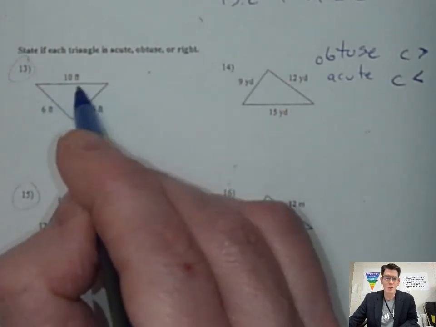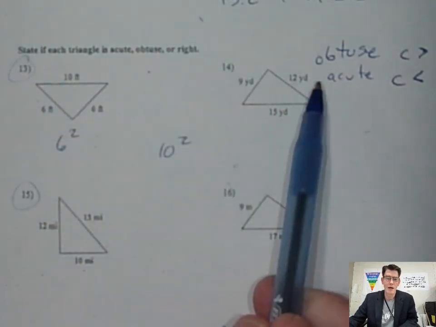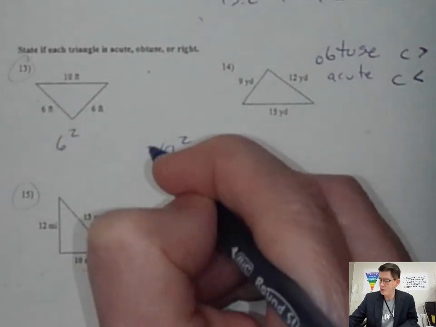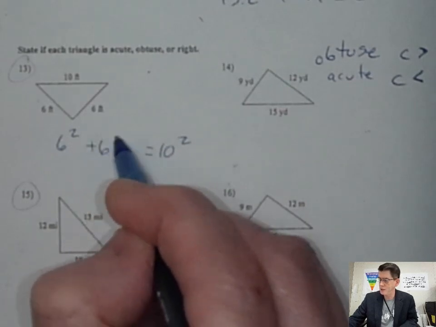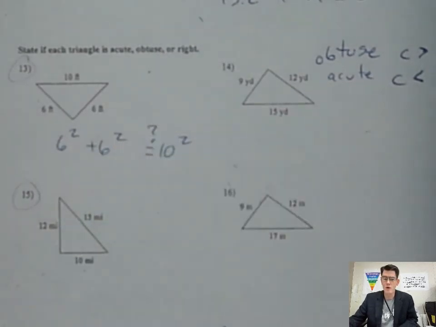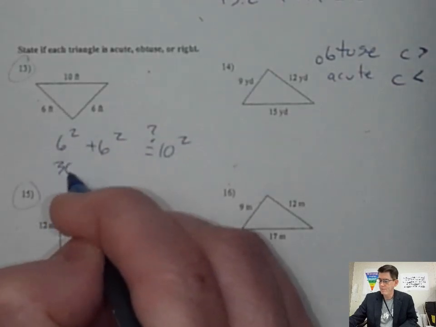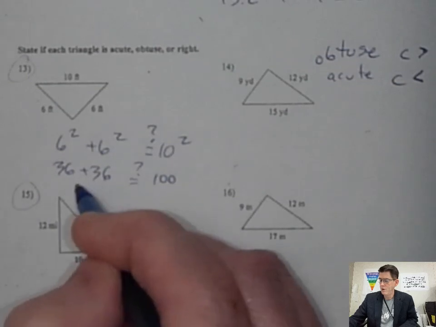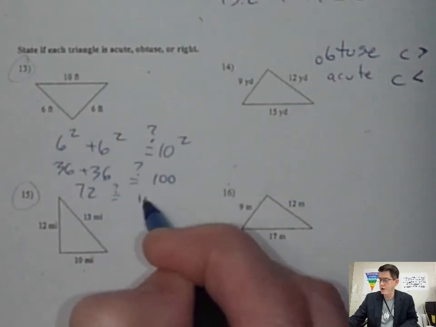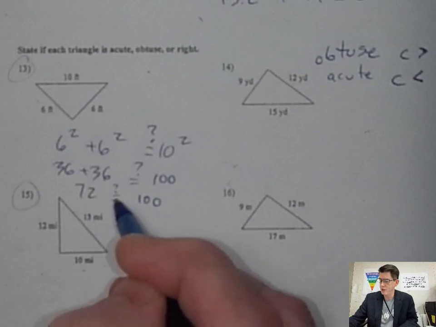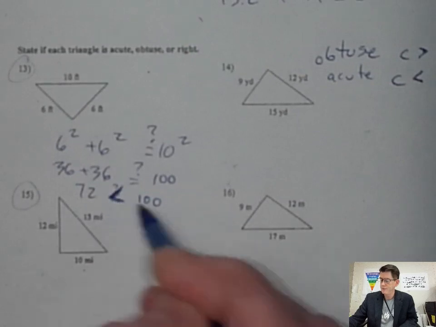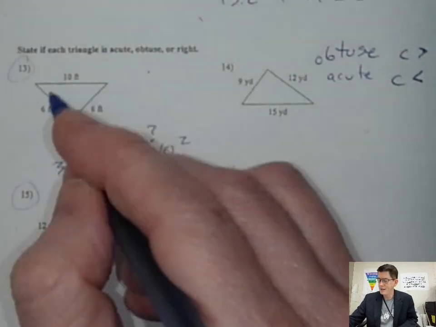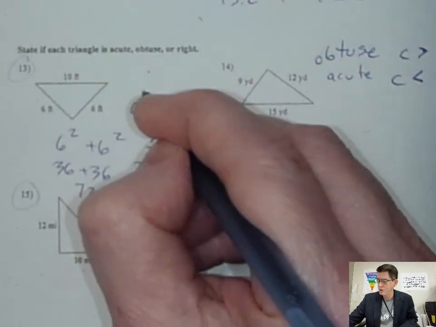So the hypotenuse is the longest side. That's over here. On all of these, wherever the longest side is, that's the one that would be the hypotenuse if it occurs. So the 10 squared is simply the 6 squared plus the 6 squared. Are they equal? Well, 36 plus 36, is that equal to 100? Or is 72 equal to 100? No, the 100 is larger. So because the hypotenuse is larger, this is actually an obtuse triangle.